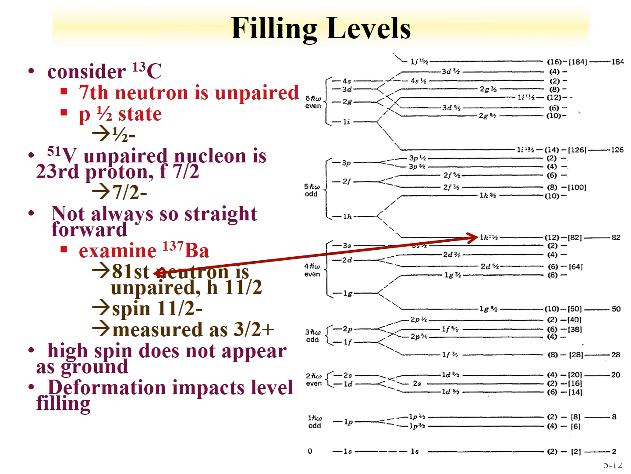Now, there are some rules with this. Generally speaking, high spin states do not appear as ground states. So it's relatively rare to see something like an 11/2 minus as the ground state. And also the shell model is based upon a spherical nucleus. If the nucleus is not spherical, then the shell model will not actually predict the state. We'll discuss this in some later slides when we discuss the Nilsson diagrams.